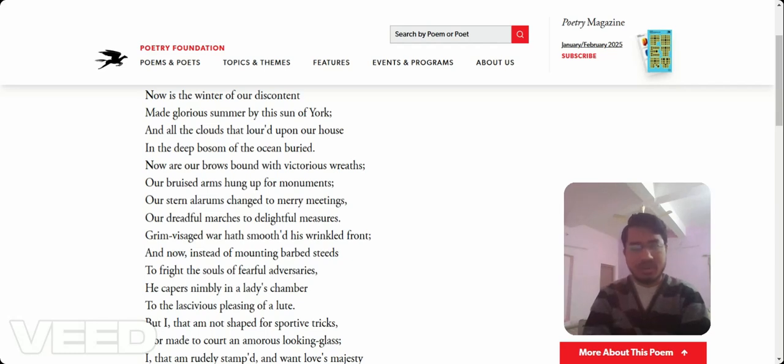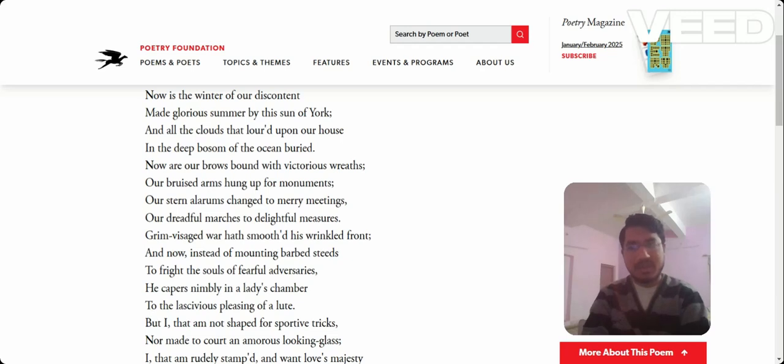"Grim-visaged war hath smoothed his wrinkled front." Richard says that the war has come as a kind of blessing for his brother, where earlier he appeared to grow old, had wrinkles coming across his face. Now, suddenly, because of the war, it seems as if he has turned younger.